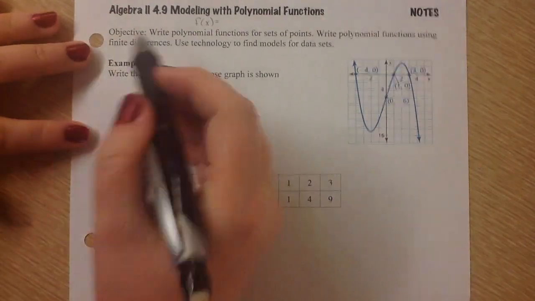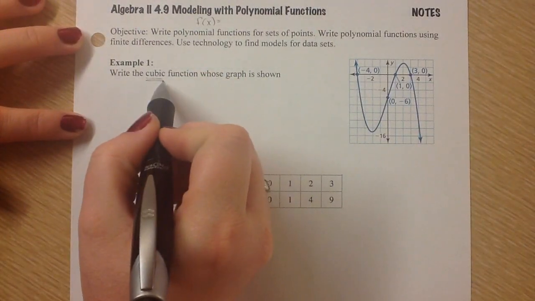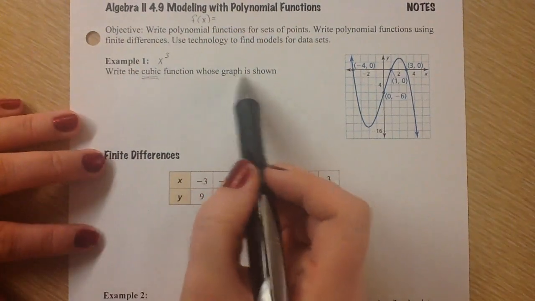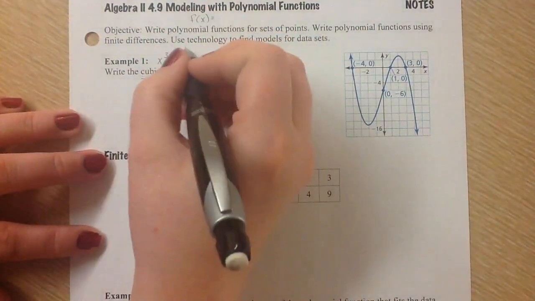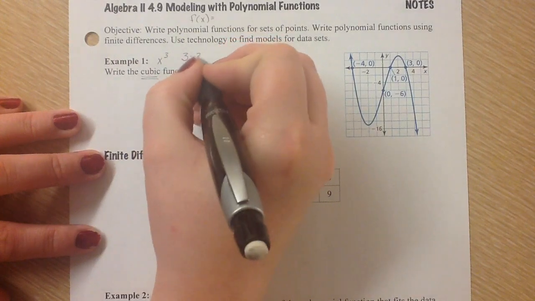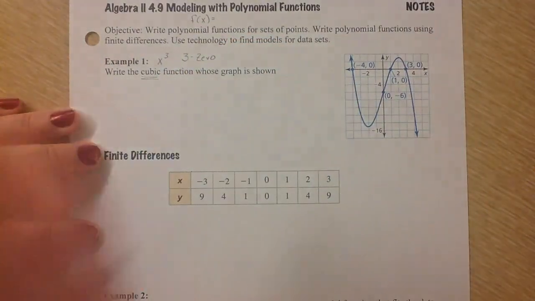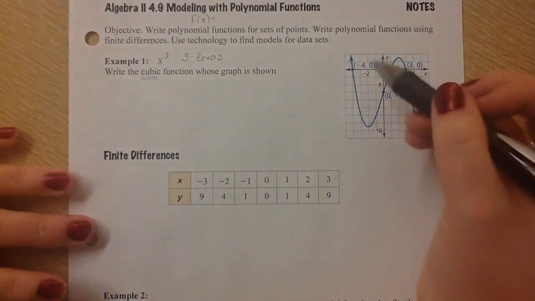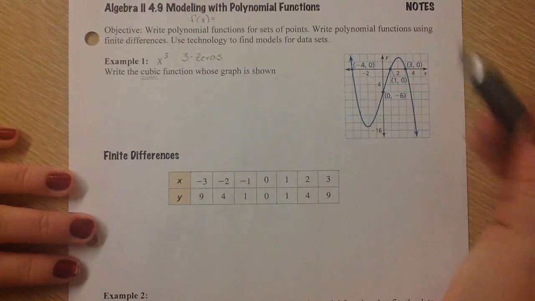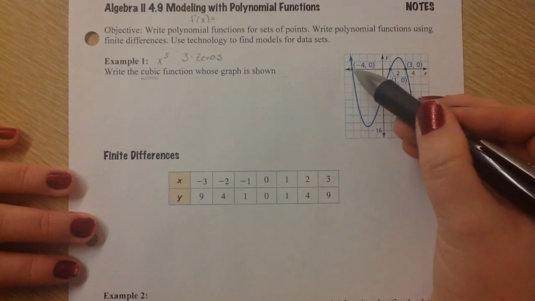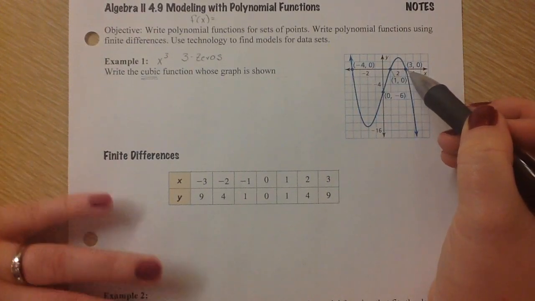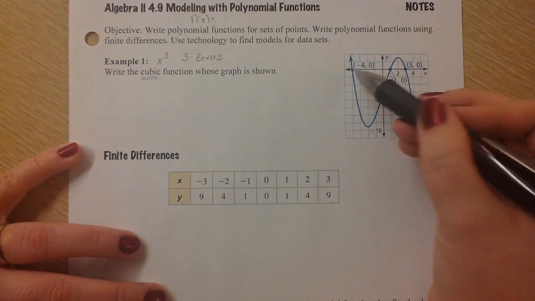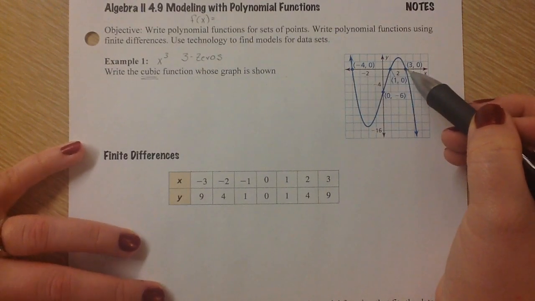We're going to write a cubic function. Again, remember that's x to the third. It's got an x to the third in it, whose graph is shown. So if it's cubic, I know it's going to have 3 zeros. Some may be real, some may be imaginary. But here we have this graph, and we have 3 x-intercepts, which tells me that these 3 zeros are all real. Since all of these are on my graph, they're all real.